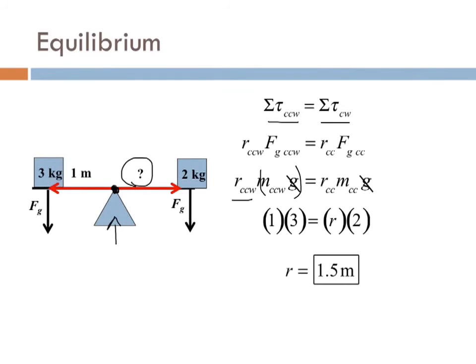On the right-hand side, our 2 kilogram mass will also experience a mass times gravity. Again, some distance r away from my axis of rotation. So again, if I want this entire system to be in equilibrium, then we need these two quantities to be equal to each other. Or to say that our 2 kilogram mass is 1.5 meters away from my axis of rotation.